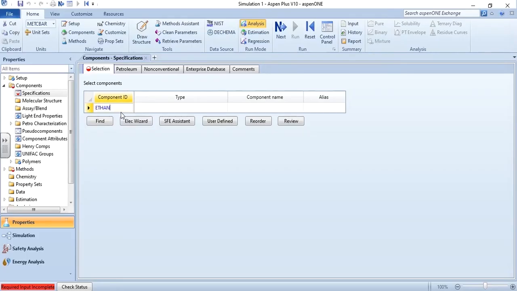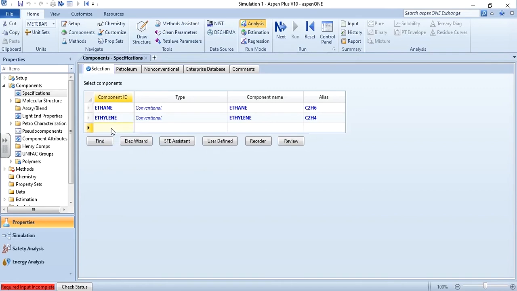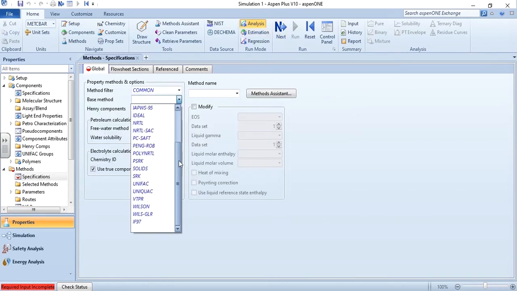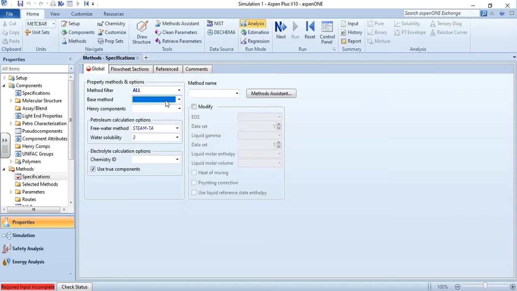So ethane, ethylene, and hydrogen are added, and then we will go to this common and see where this model is. Obviously it's not present in common, so we will go to this all, then SYOSPO, and then click run and go to the simulation environment after results are available.